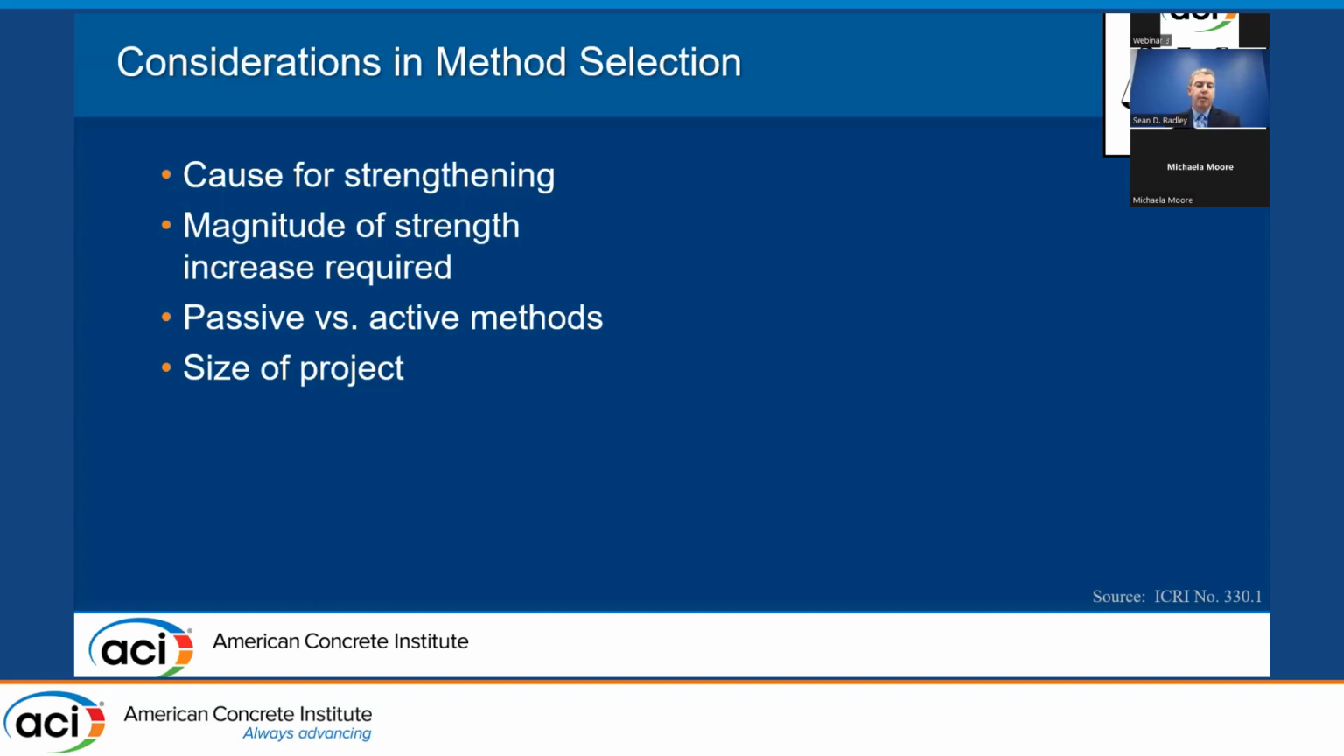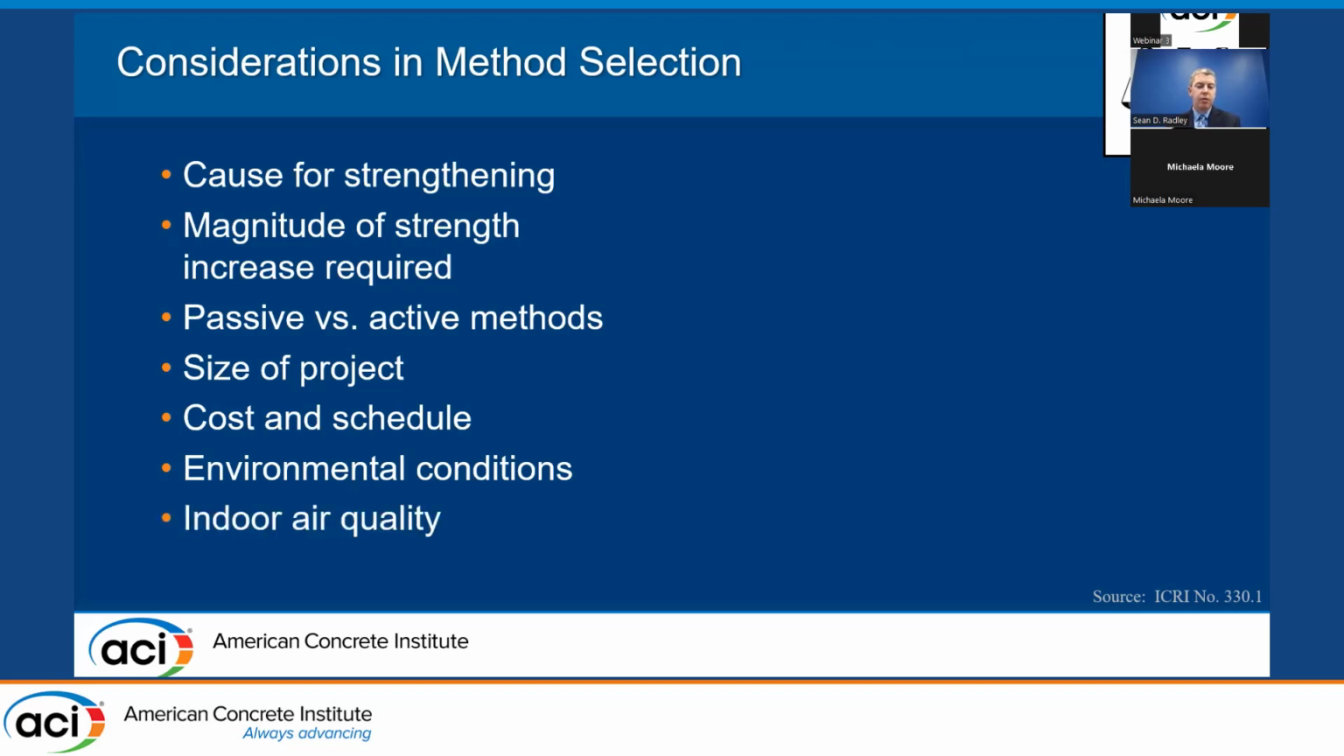The size of the project may come into play as well. For example, if you have a very small project, it may not be warranted to use an extensive method such as external post-tension. Cost and schedule always are a consideration. Environmental conditions may decide which method you select. For example, if you have high temperatures or low temperatures or a very moist environment, it may not be warranted to use FRP or FRCM. In addition, indoor air quality. If you're within a parking garage or an occupied building where you have to coordinate around existing building tenants, odors and dust need to be thought through.